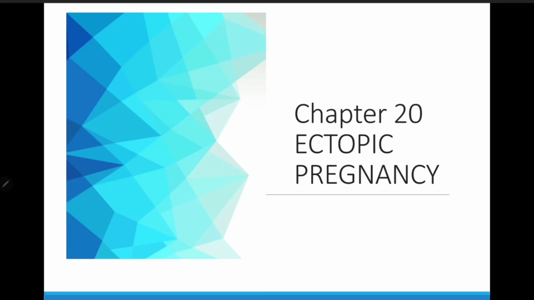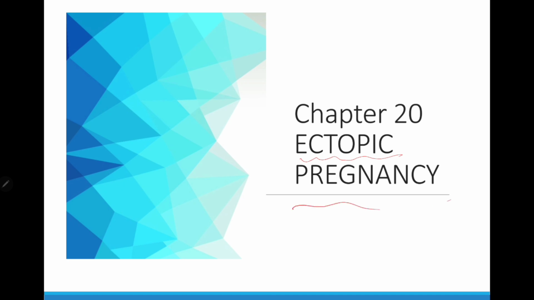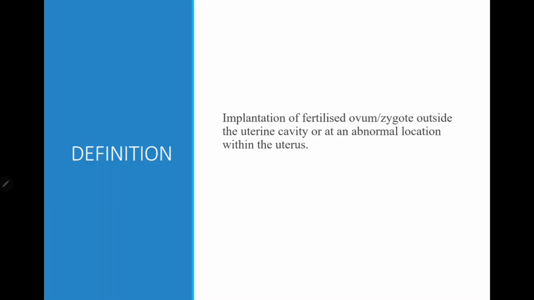So today we are going to learn an important chapter, chapter number 20, which is ectopic pregnancy. So let's dive into the chapter now. First, what is the definition of ectopic pregnancy? Any implantation of fertilized ovum or zygote outside the uterine cavity or at an abnormal location within the uterus is known as ectopic pregnancy.